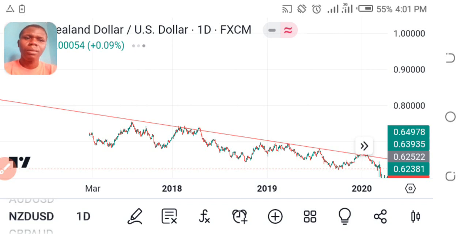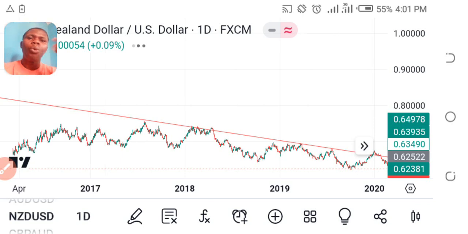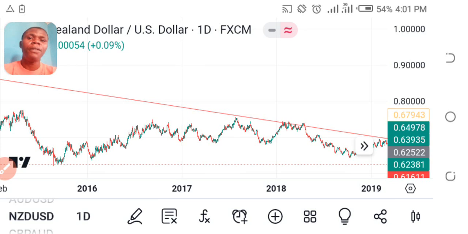I think I might analyze from here. Now area of value is the next one. The next step is we need to see a market structure change indicator. What is a market structure change indicator? It talks about your double top, your chart patterns. I think I dropped a video about chart patterns last week.